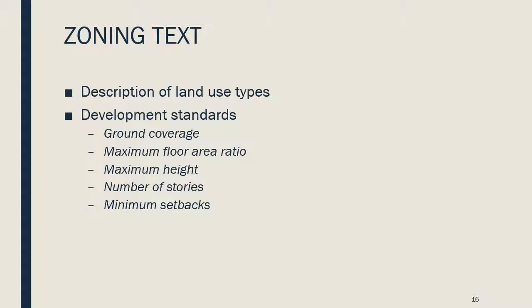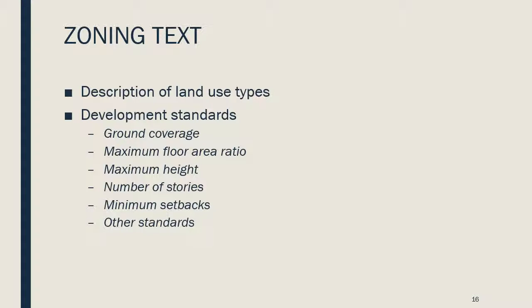Minimum setbacks, how far from the property line or from a street can a building be, and how high can it be further back? In other words, a building that is 35 feet from the property line can be 35 feet tall. If I want to go taller, I have to go further back from the property line. Those kinds of things are explained.